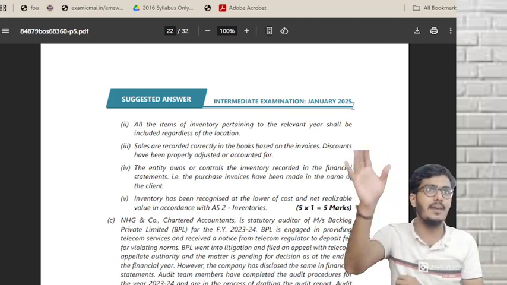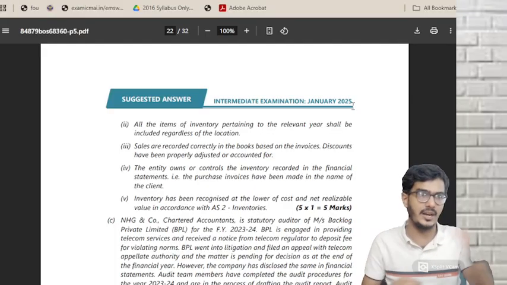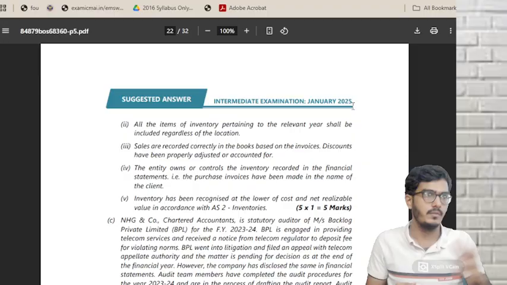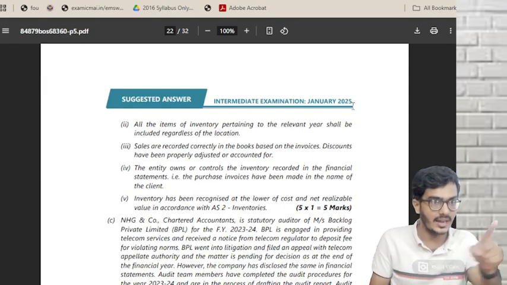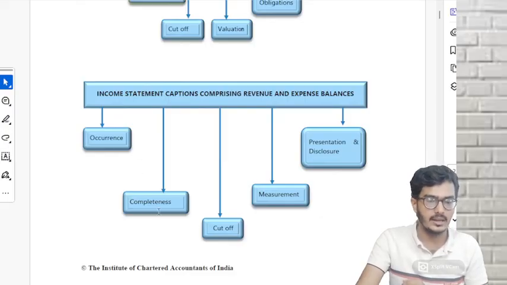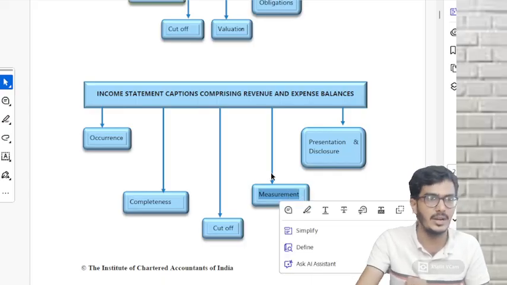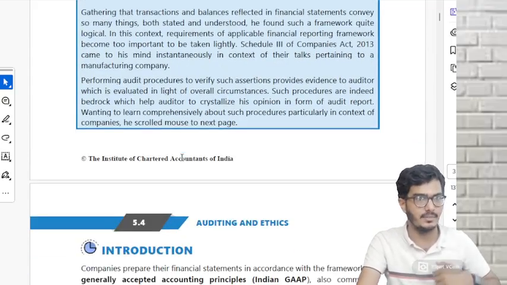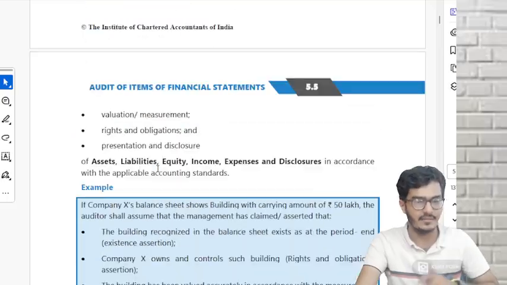Understood? Cash and bank were not separately shown. They were cumulatively shown. Which is the assertion? Presentation and disclosure. Similarly, for the income statement: occurrence, completeness, cutoff, and instead of accuracy they have used the word measurement. It's the same only. Measurement means value, accuracy.